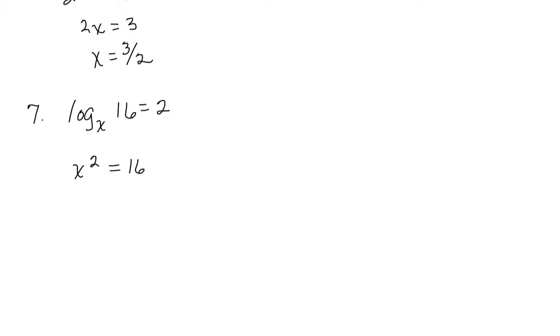Well, in order to solve this problem, I need to take the square root of both sides. Well, normally when I do that, I will take the square root of this side and get x, and then over here I normally write plus or minus the square root of 16. But remember that this x is a base, and the base has to be positive. So I'm not looking at doing plus or minus here. I only want the positive square root. So this is just going to be x equals 4.